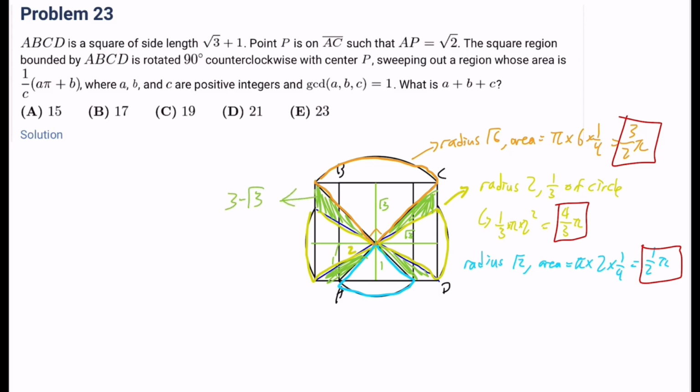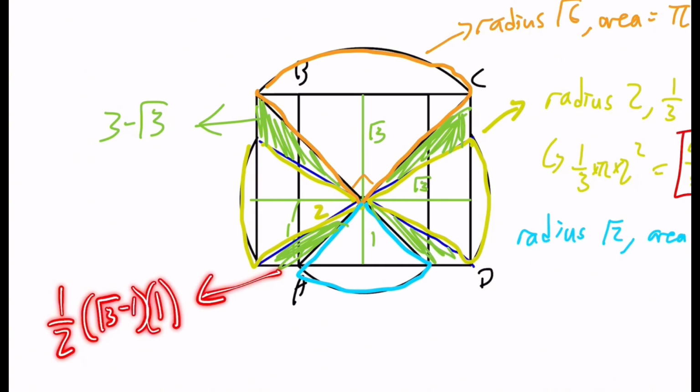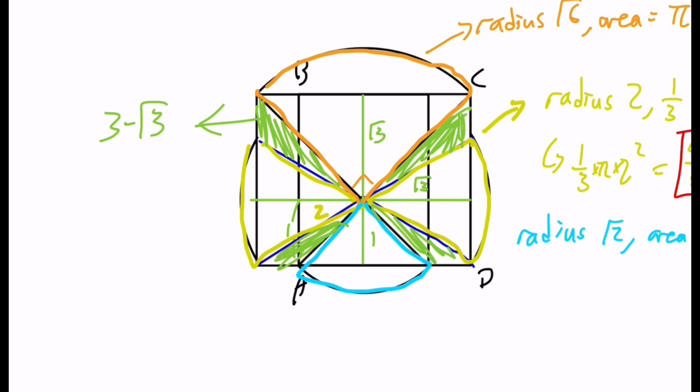And for the bottom part, we just do the same thing. We note that this is root 3 and this is 1, so that must mean this is going to be root 3 minus 1. And this is equal to 1, so that gives us 1/2 times root 3 minus 1 times 1, right? And we have 2 of these, same thing. We just cancel out that 2 because we multiply by 2. And so this is just going to be root 3 minus 1.